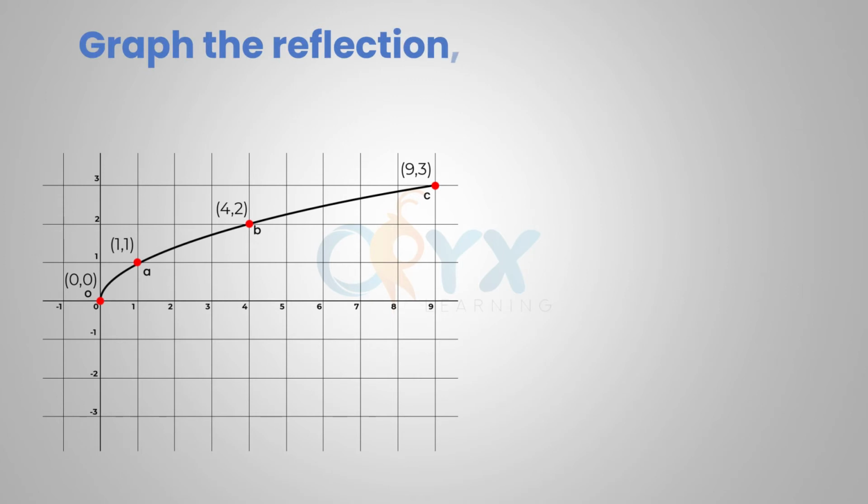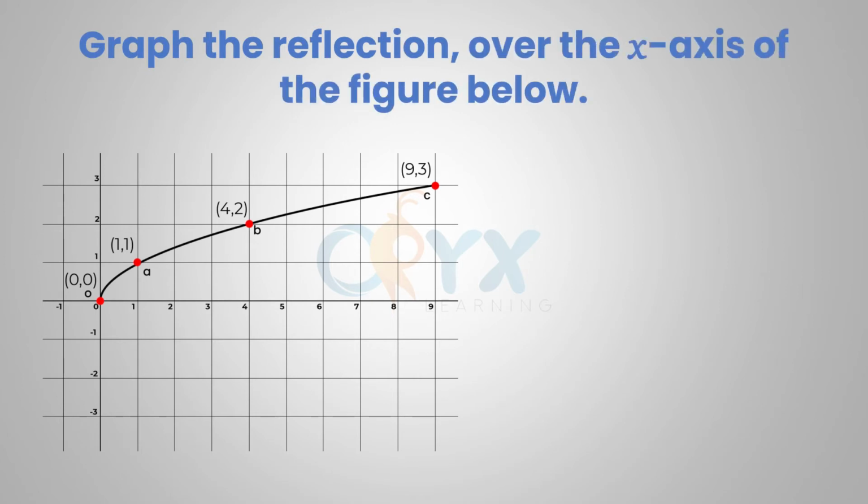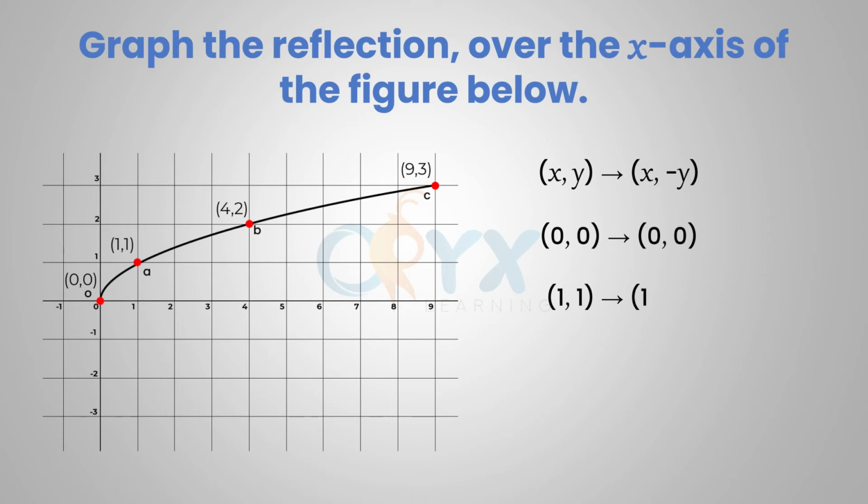Graph the reflection over the x-axis of the figure below. When reflecting over the x-axis, the point (x, y) becomes (x, -y), where the x-coordinate stays the same and the y-coordinate becomes negated. If we look at our first point, point A, which is at (1, 1), negating the y value will give us the point (1, -1).